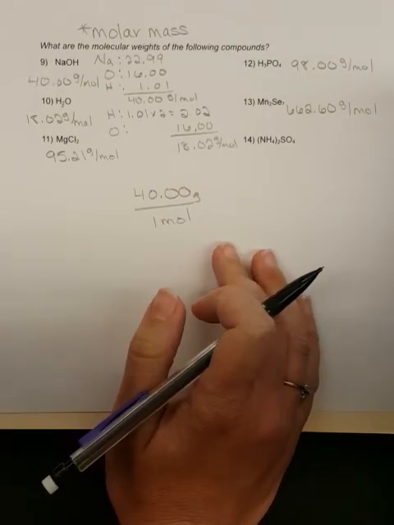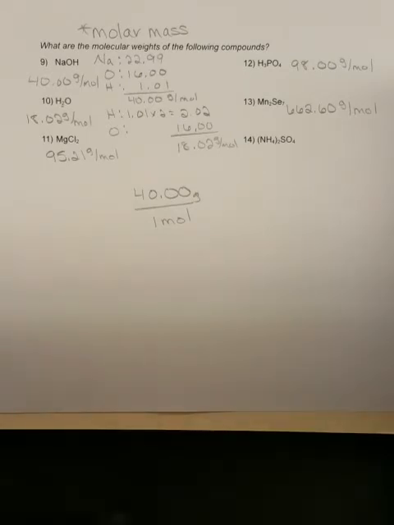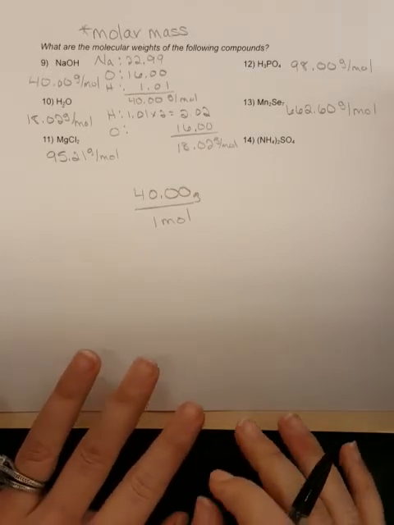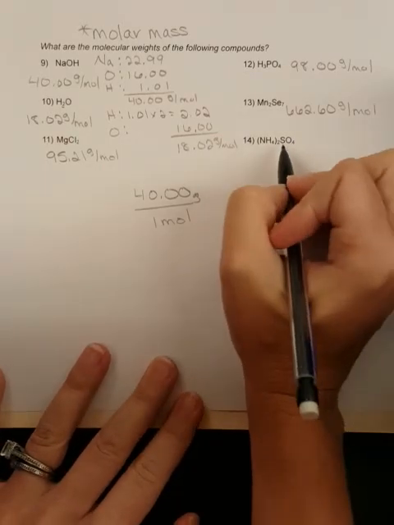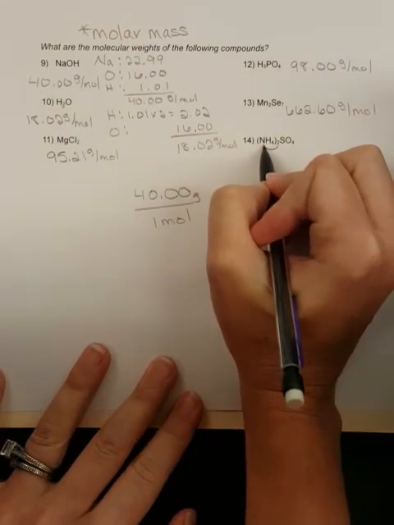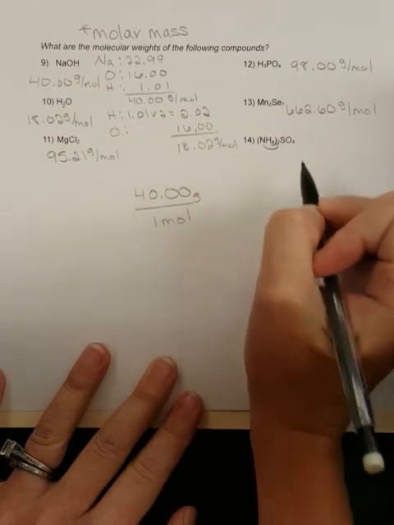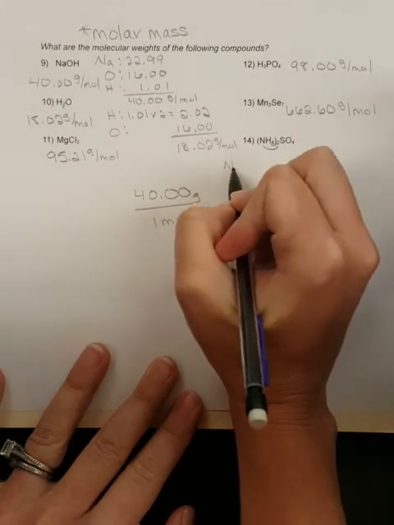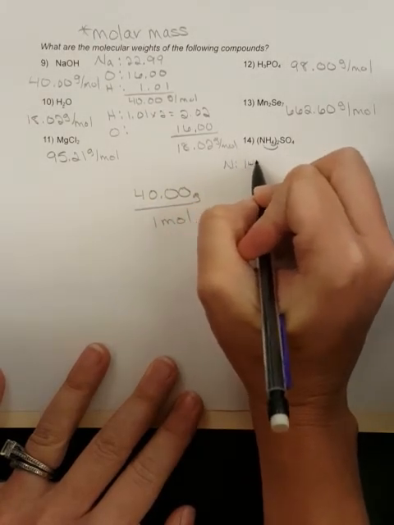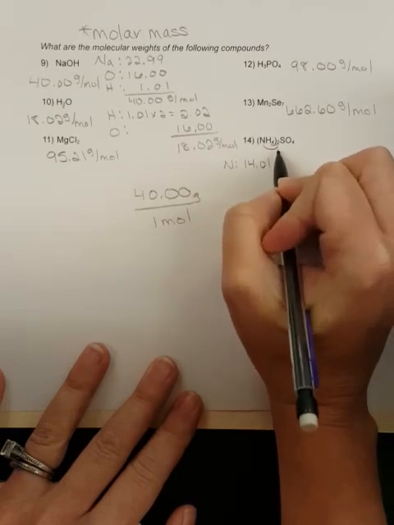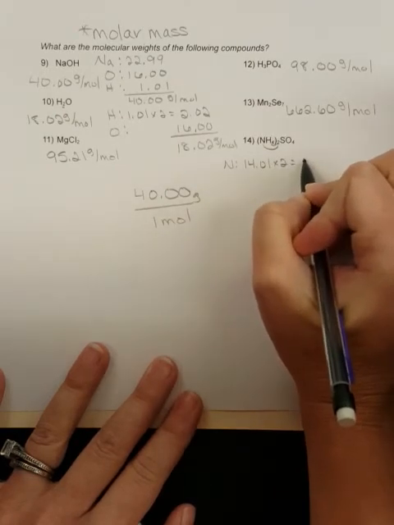All right, 14, a little bit different. We have a set of parentheses. And so in parentheses, we do the same thing in chemistry that we would do in any level math class. Whatever number is outside the parentheses gets distributed to what's in the parentheses. So this 2 will go to nitrogen. It will also go to hydrogen. So we look up nitrogen on the periodic table. It's 14.01. And we have 2 of them.